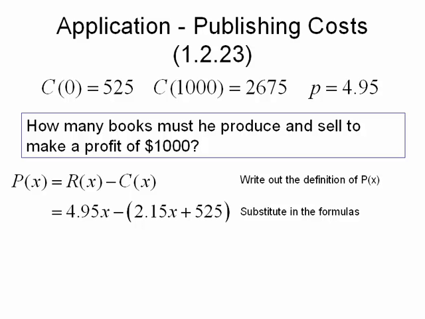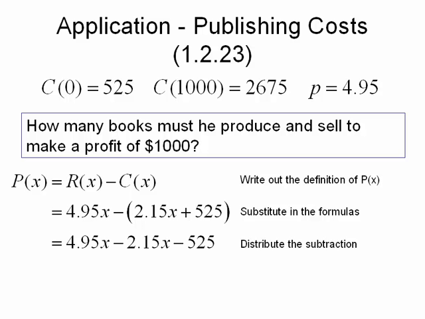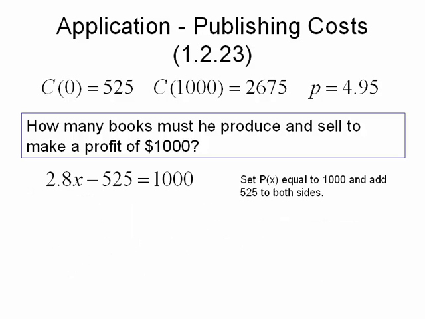The biggest mistake made here is people don't put parentheses around that cost function. Remember, that's a group of items, so it needs to be grouped together. Now when we subtract off that group of items, we need to distribute the negative. So we get 4.95x minus 2.15x minus 525. Combining our like terms, the 4.95x minus 2.15x gives us 2.8x. So our profit function is 2.8x minus 525.